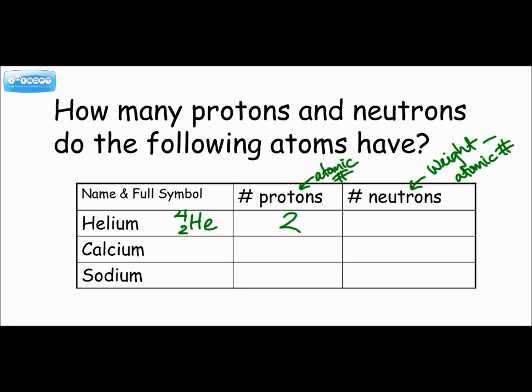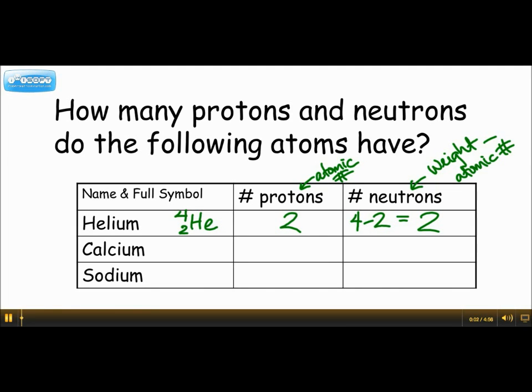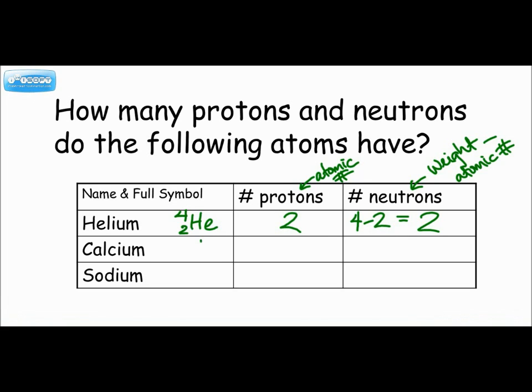So here our atomic weight is 4, so we do 4 minus 2, which gives us 2 neutrons. So for calcium, our symbol is Ca, and calcium has an atomic number of 20 and an atomic weight of 40. So that means we have 20 protons, because that's our atomic number. And for neutrons, again, 40, which is our weight, minus atomic number, which is our protons, which gives us 20 again. So notice with these smaller elements, our protons and neutrons are equal so far.